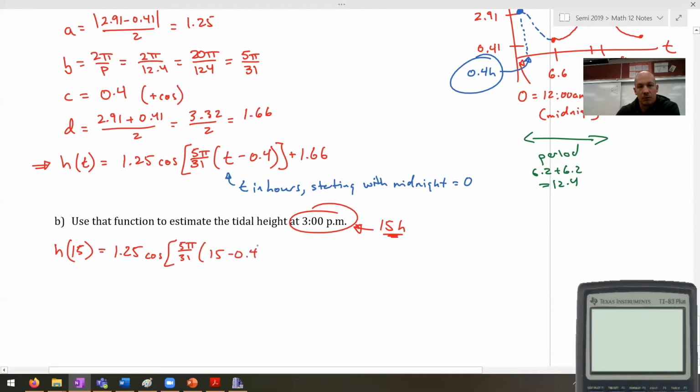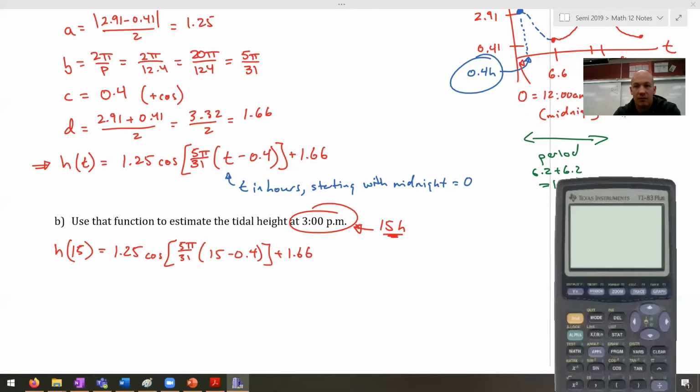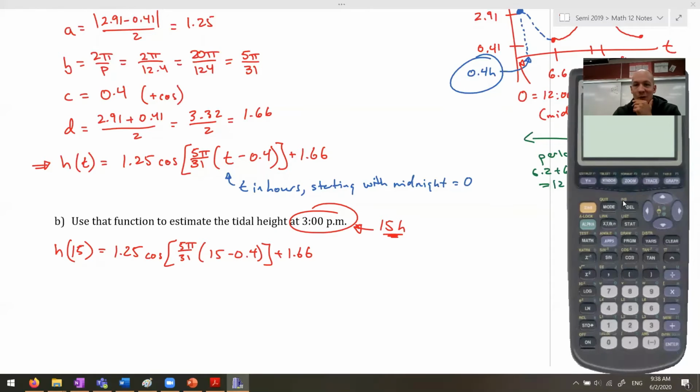Okay, so we grab our calculator, and this part's not extremely hard. What mode do we have to be in? You got it, radian mode. So we're going to make sure we're in radian mode here. So we're going to go 1.25. We're going to multiply that by cosine. Now we've got to be careful with the brackets. So we've got 5 pi over 31. And then we're going to start another bracket for 15 minus 0.4. Close that up, and then close again for the square bracket, and then we're going to add 1.66. So that gives me 2.21.